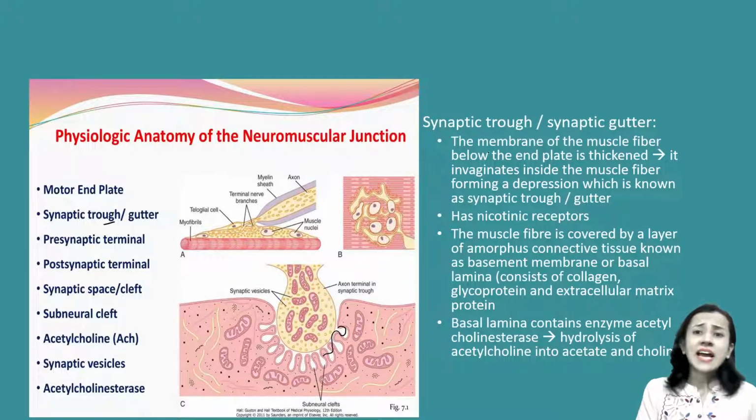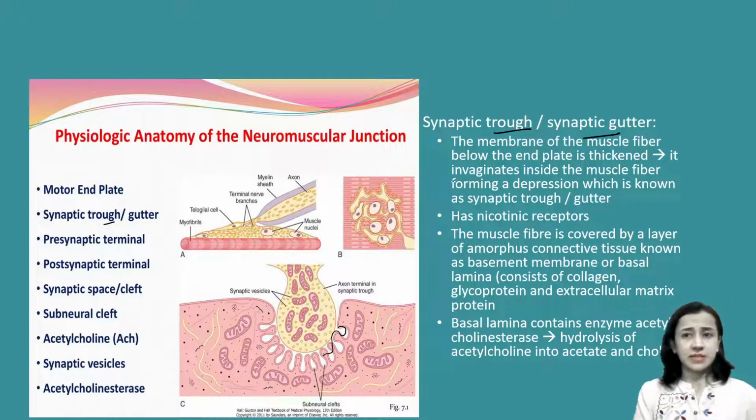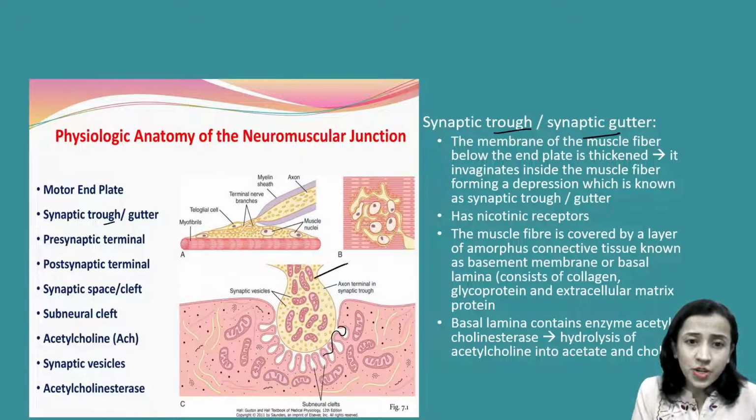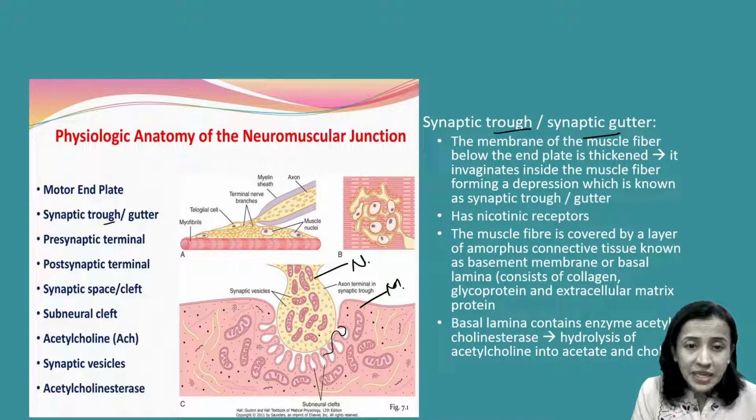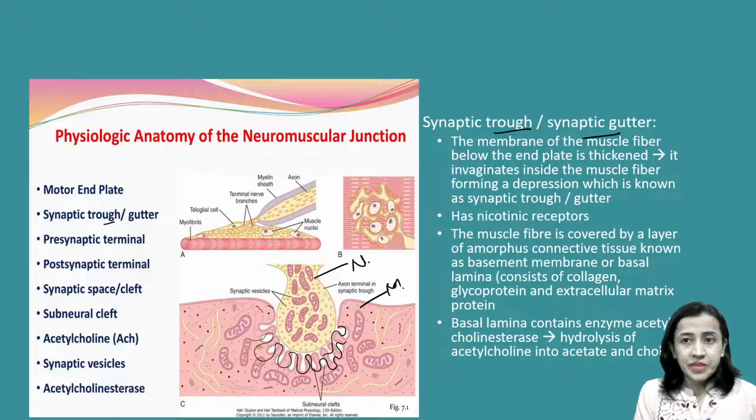So, what is the synaptic trough or synaptic gutter? You can see here, this is your nerve, this is your muscle. This is the membrane of muscle, but why is it known as synaptic trough or gutter? Because below this end plate, the membrane of muscle is thickened and has invaginations, which increase the surface area. This is known as the synaptic trough.